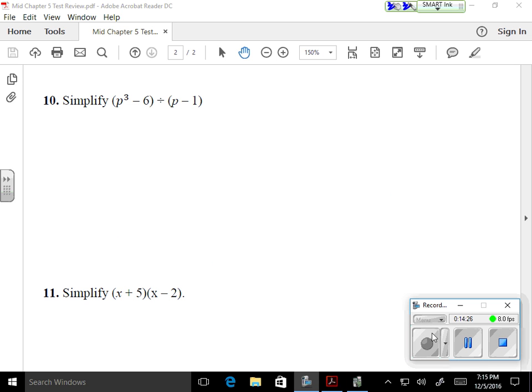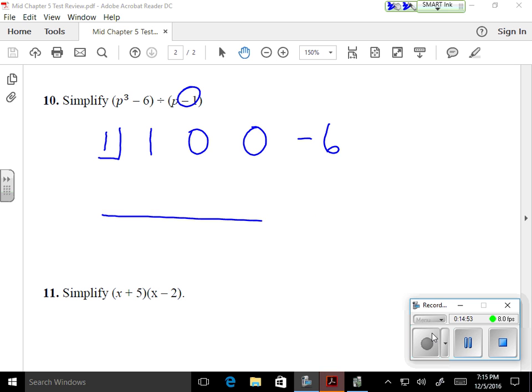Number 10, I'm asked to simplify, so I can either use long division or I can use synthetic division. I prefer synthetic division, so in this case I'll have a positive 1, opposite sign of that there, and then starting with p to the third, I have 1 p to the third, I have 0 p squareds, I have 0 p to the firsts, and then I have a minus 6. I have to include all the decreasing degrees. My remainder will be down there.